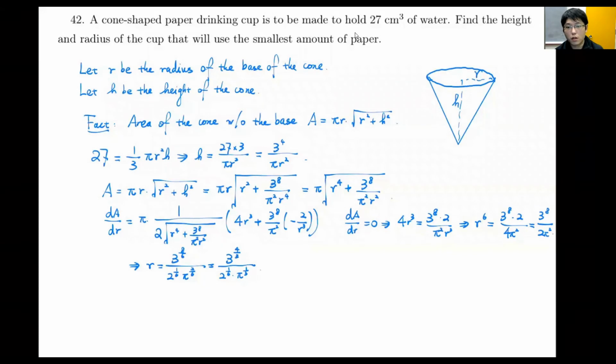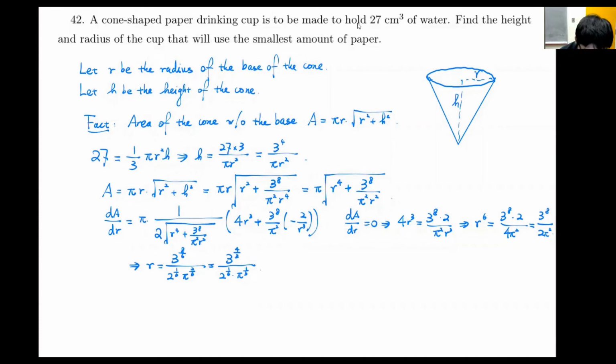Okay, so this is the critical number for the area function. So the next step is to determine if this number gives a maximum or a minimum. And for this problem, you could actually do it in both ways. So the first way is obviously to use the closed interval method. I think that this is probably easier.